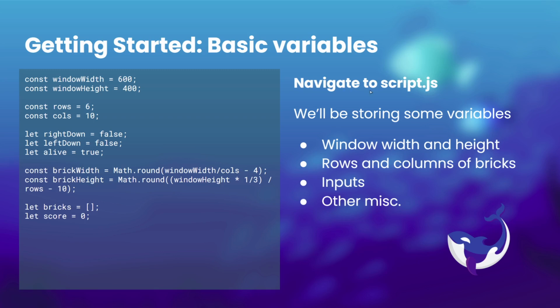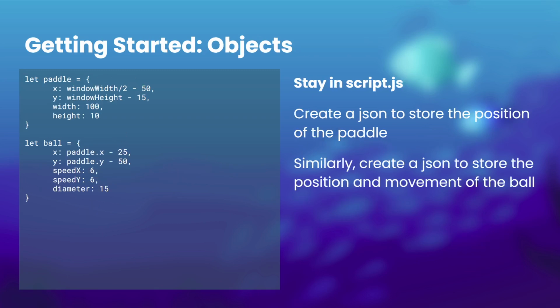So next, let's get on to creating some objects. So stay inside of your script.js file, and now we want to create 2 JSON objects. One is the paddle, and one is the ball. So for the paddle, it'll be storing 4 variables. It'll be storing an X and a Y position, a width, and a height. And for the ball, similarly, it will be storing an X and a Y position, a speed X and a speed Y position, and then a diameter.